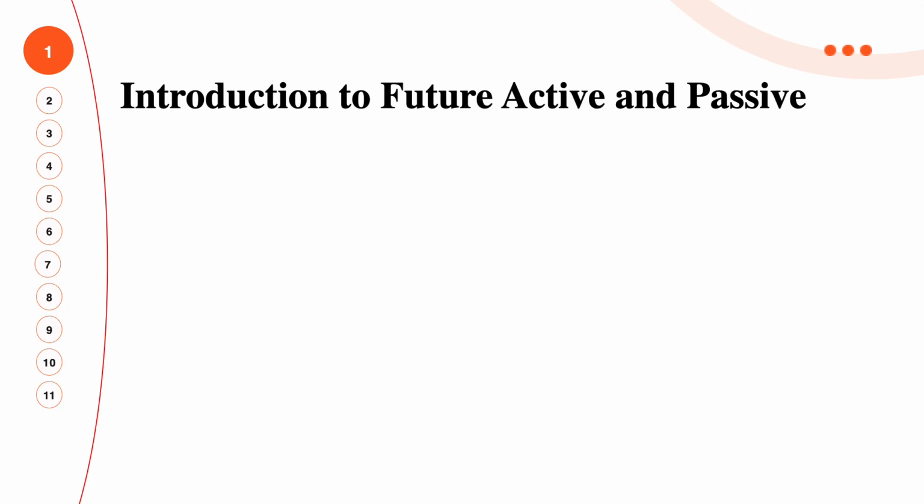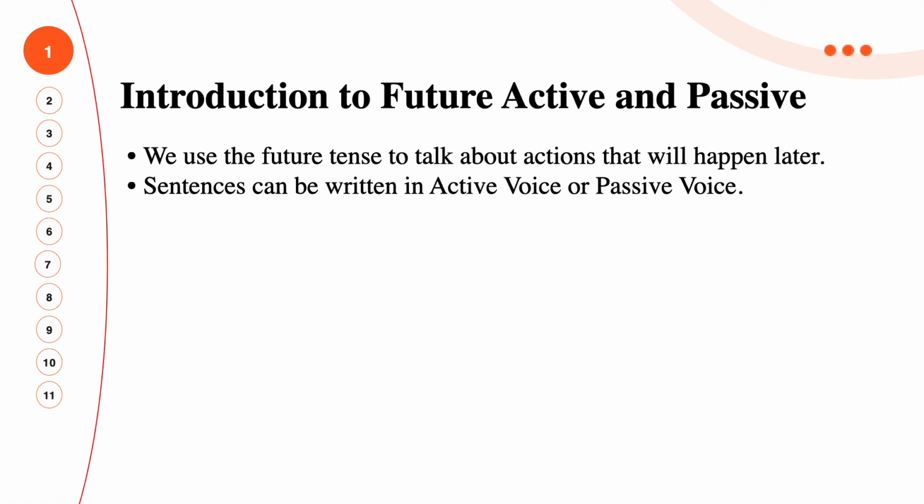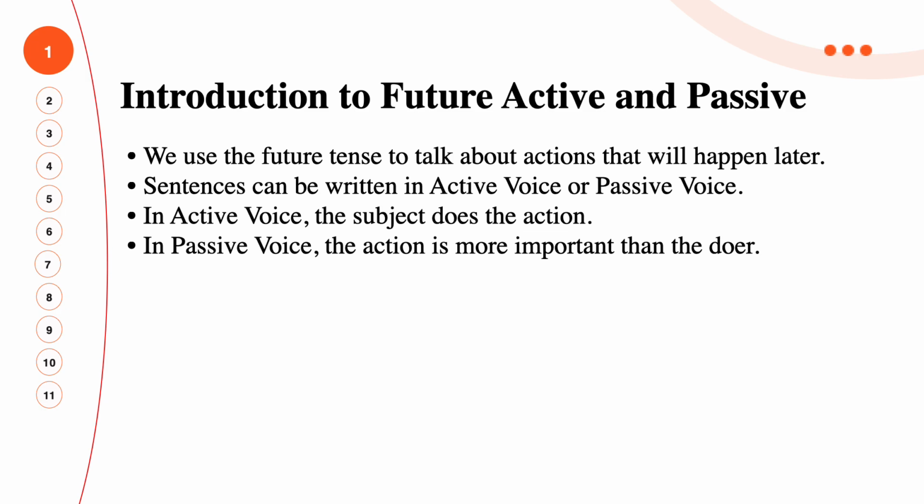Now we have introduction to future, active and passive. So we use the future tense to talk about actions that will happen later. Sentences can be written in active voice or passive voice. In active voice, the subject does the action. In passive voice, the action is more important than the doer.